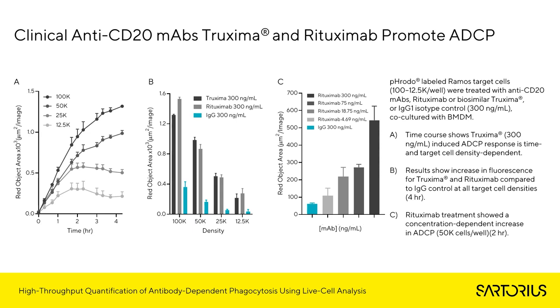If we look at the time course on the left here, this shows that truximab-induced ADCP response is both time and target cell density dependent. The results in the middle show an increase in fluorescence for truximab and rituximab compared to IgG control at all of the target cell densities that we studied. Lastly, rituximab treatment showed a concentration-dependent increase in ADCP using the target cell density of 50 K cells per well.